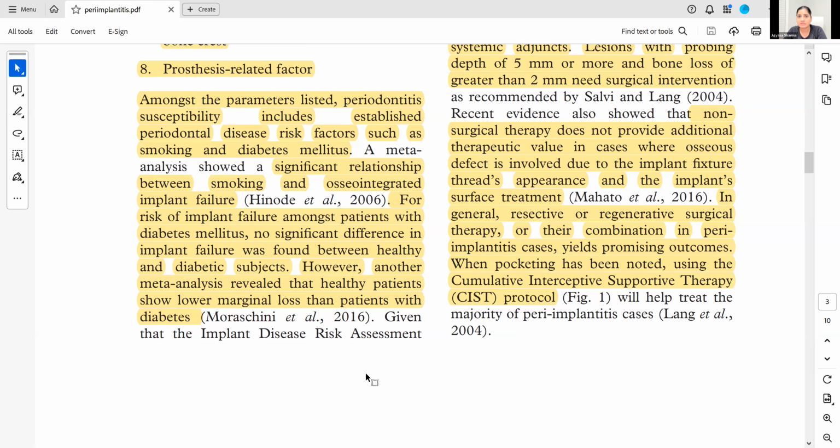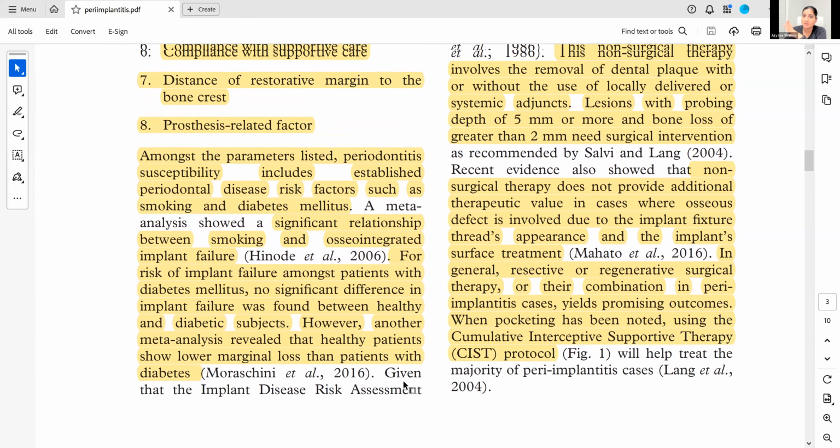There were similar rates. Whereas for periodontitis, HbA1c equal to or more than 7 links the patient with higher risk and more severity of periodontal disease. So for periodontitis, both smoking and diabetes are risk factors. But for implant failure, you can put smoking only as a risk factor, but leave diabetes out.